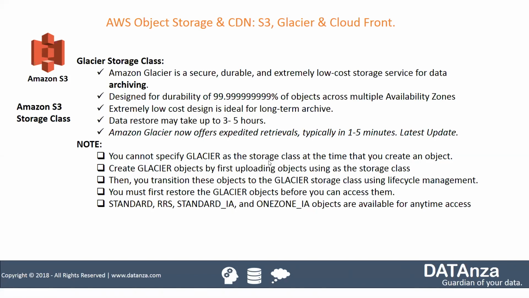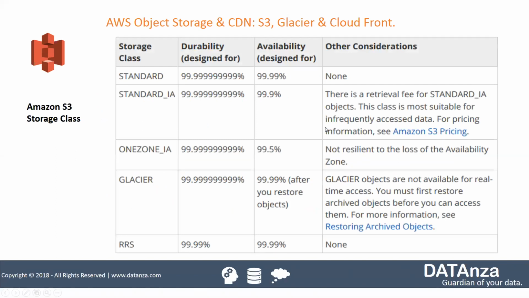So let us have a comparison between all of the storage classes. Here it is: standard, standard IA, one zone IA, Glacier. You can see the durability it is designed for is 99.999999999%. Only RRS has a lower percentage, and RRS is meant only for data which can be reconstructed. That is why the durability is quite less.